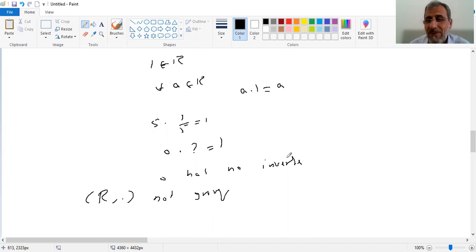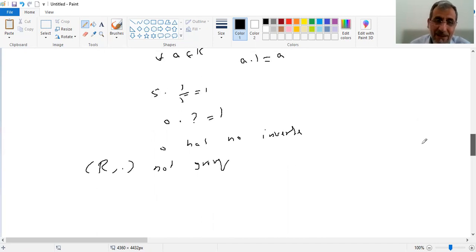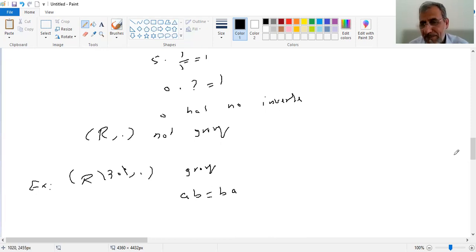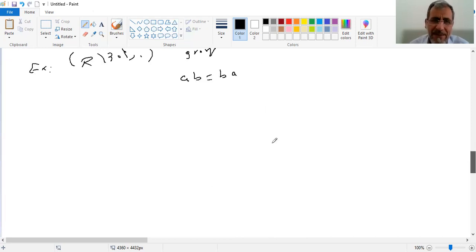Why not a group? Because here 0 has no inverse under multiplication. If we said, in this example, R except 0 with multiplication, yes, it's a group. Why? Because now each element has an inverse and there is no 0 here. So this one, yes, it is a group. And this group is commutative, abelian. Why? Because ab is equal to ba.